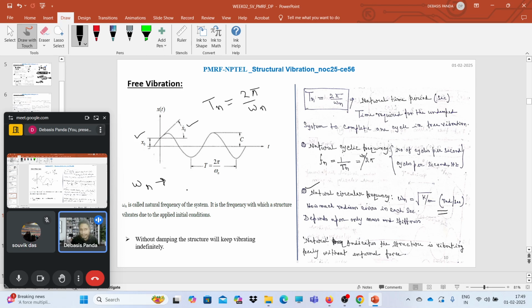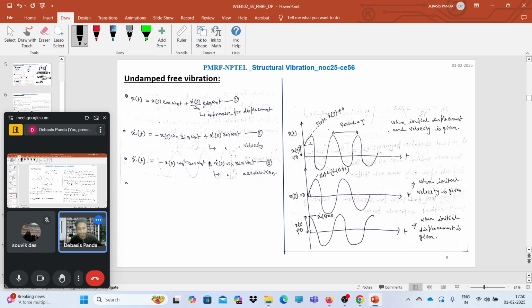So it depends on two properties. The first property is mass, and the second property is stiffness. Time period is twice pi by omega n. That means the natural time period is the time required for the undamped system to complete one cycle in free vibration.